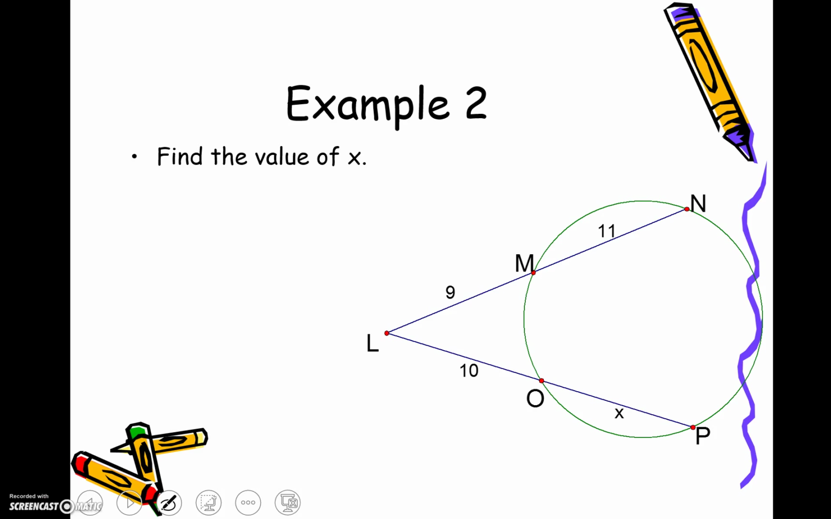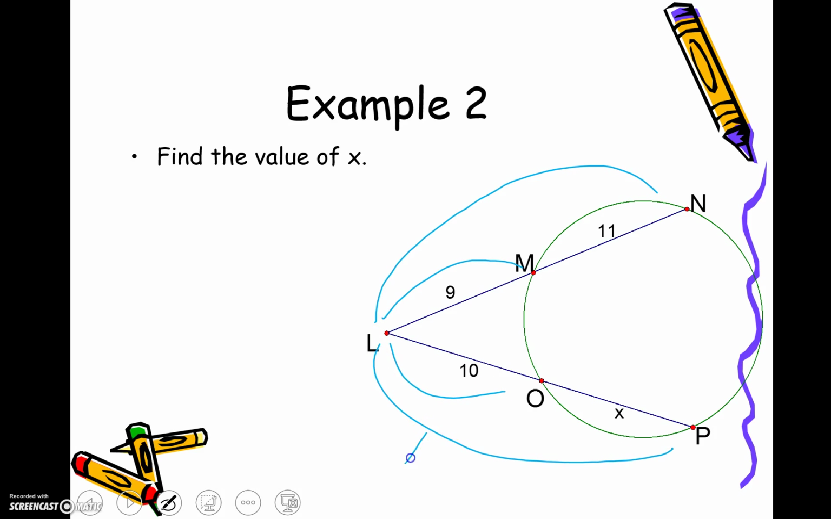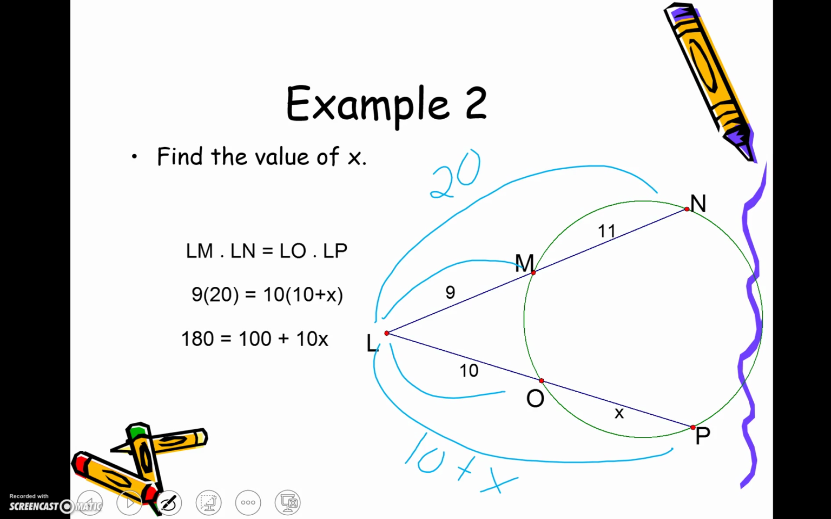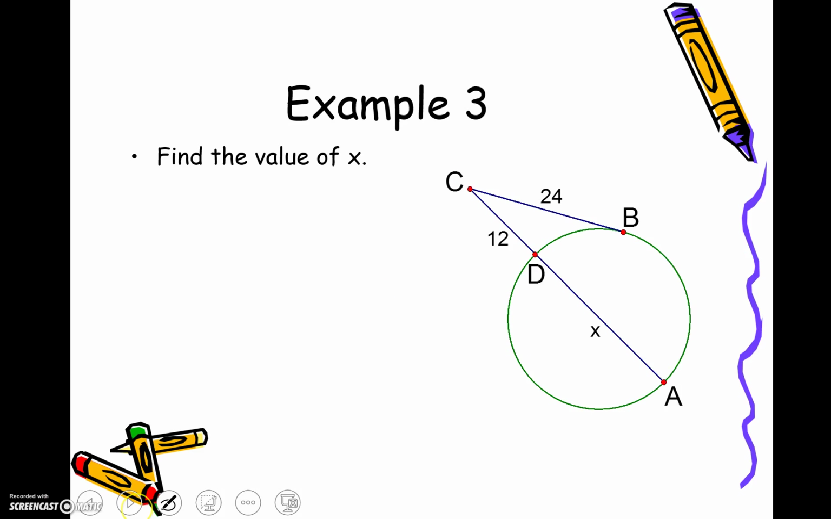So we want to find the value of x here. So we're going to do part to whole and part to whole. Now the whole for the bottom one here is 10 plus x, and the whole for this one is going to be 20. So let's set this up. I know that LM times LN equals LO times LP. Substituting in my values, I have 9 times 20 equals 10 times the quantity 10 plus x. Distributing through with the 10 and multiplying 9 times 20, I get 180 equals 100 plus 10x. Moving the 100 and dividing by 10, I know x is equal to 8.